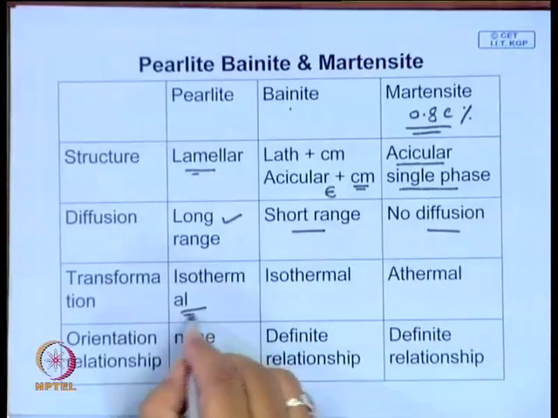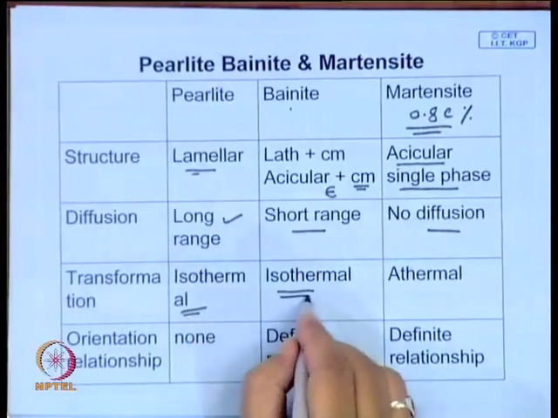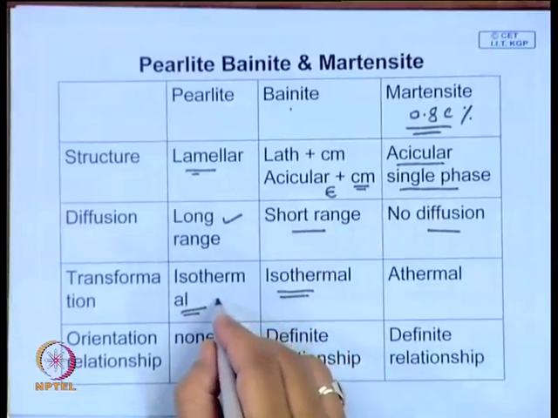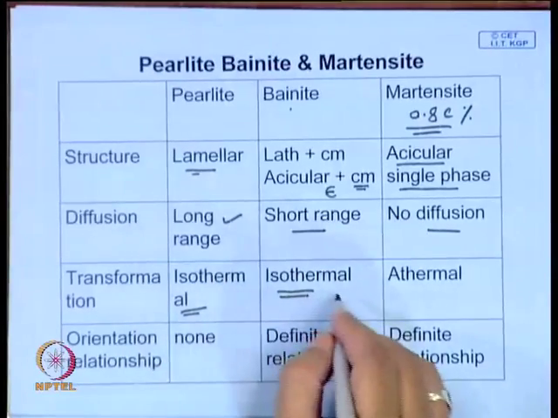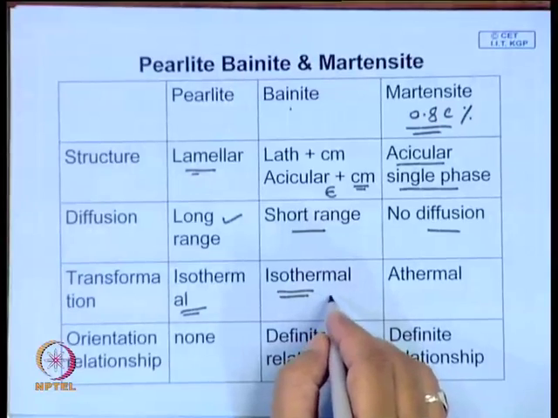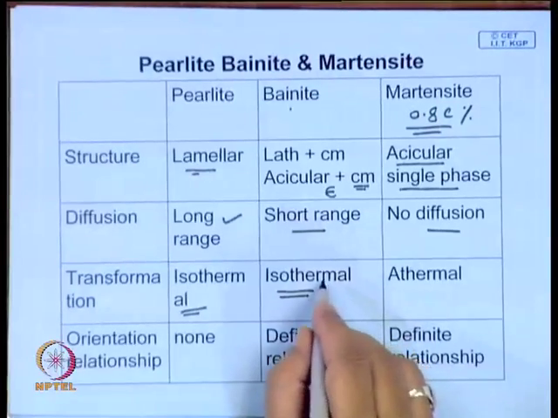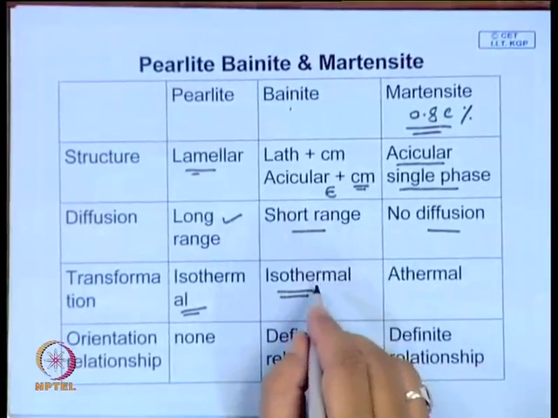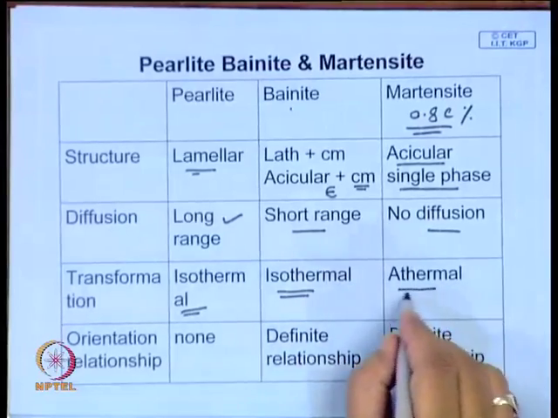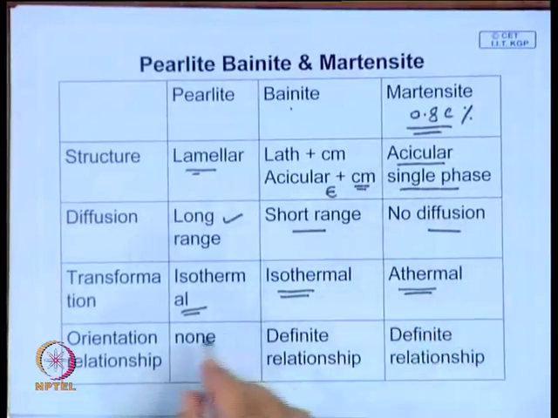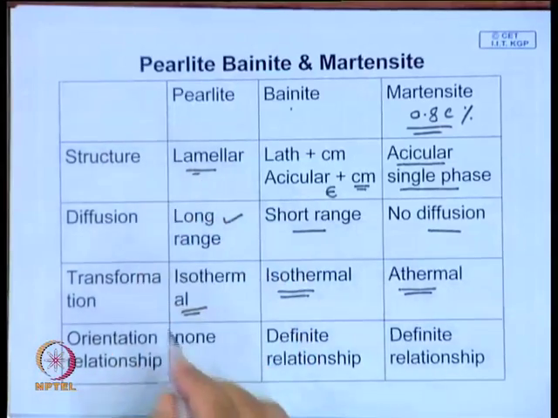This is isothermal, this is also isothermal. We can say this is a high temperature eutectoid reaction, and this is a little lower temperature eutectoid transformation, but this also has isothermal character, whereas martensite transformation is athermal.